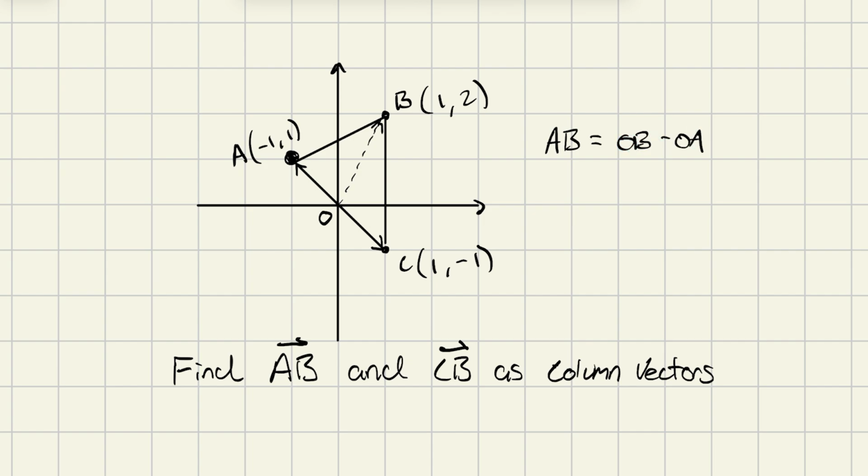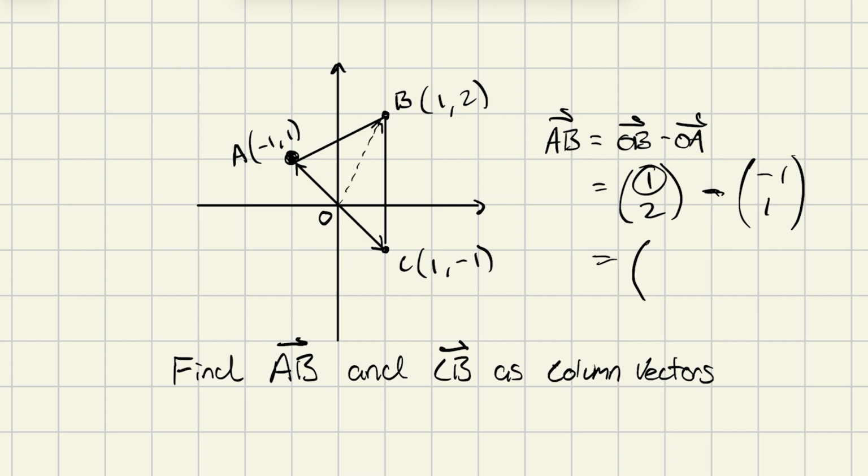And we want to find this in column vector form. So since these are all vectors, we need these arrows. Now the vector OB corresponds to this point here, which is 1, 2. And OA is minus 1 and 1. Now we just minus each component. So the first one will be 1 minus minus 1. So that's 2, because minus minus makes it a positive. And 2 minus 1 is 1. And so that's our answer for AB.